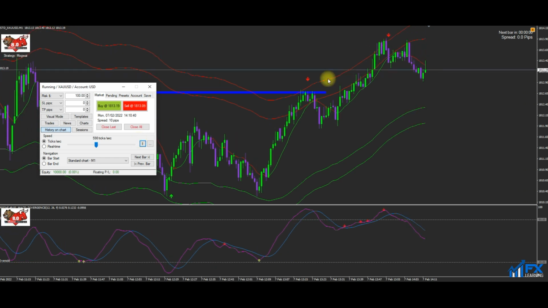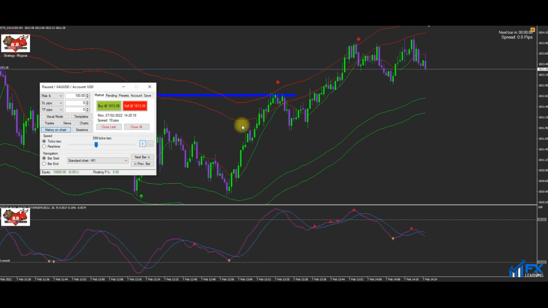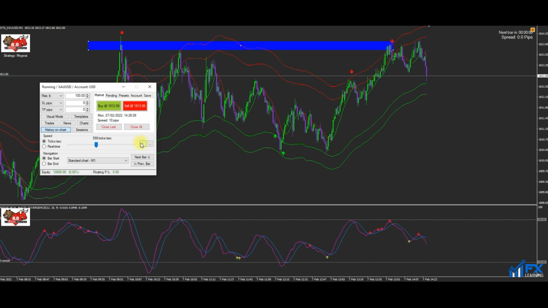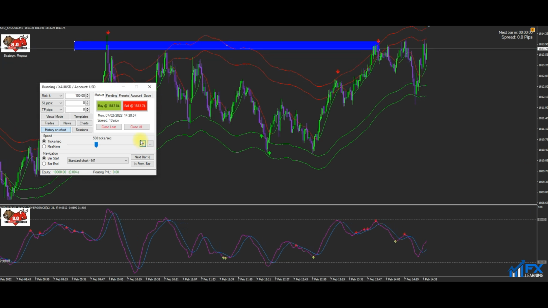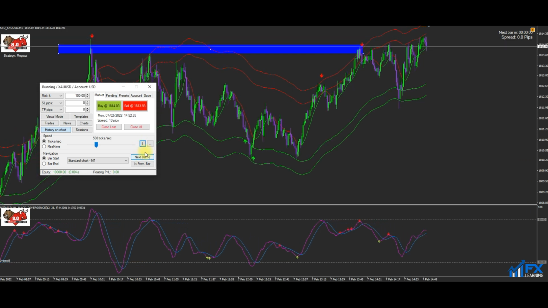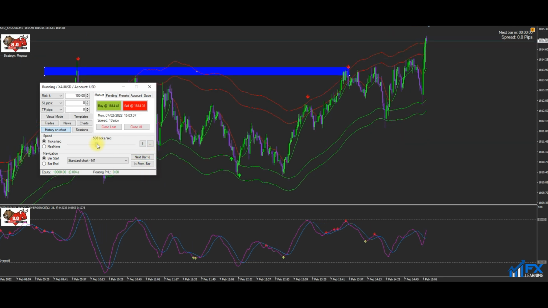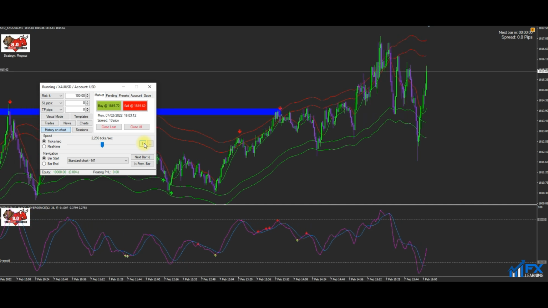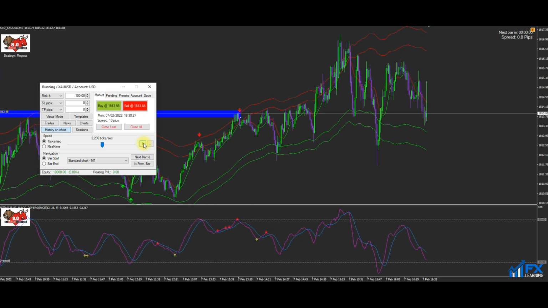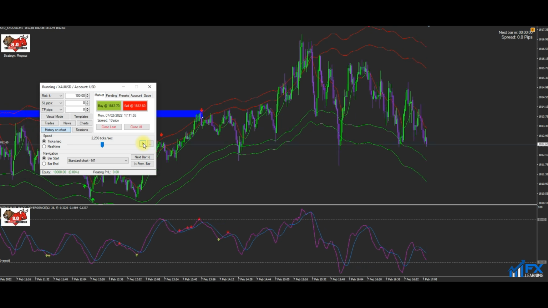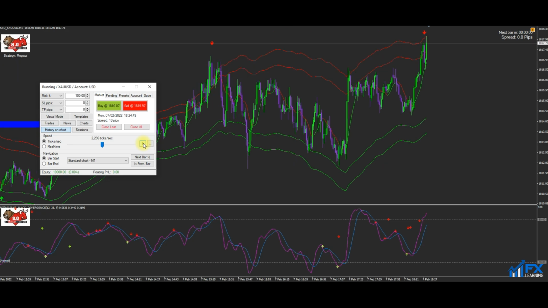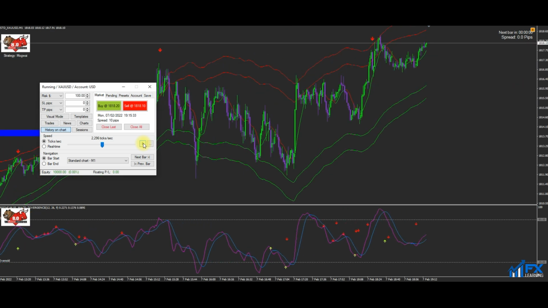Okay, another resistance area at the top just there, but I'm not taking these because I know they're against the trend. I'll be looking for a nice little buy, would be nice. Okay, so continuing up in an uptrend. Trying to find a nice little buy signal because I know it's in an uptrend on the 15-minute charts. Okay, that's a sell. Not interested in that one.